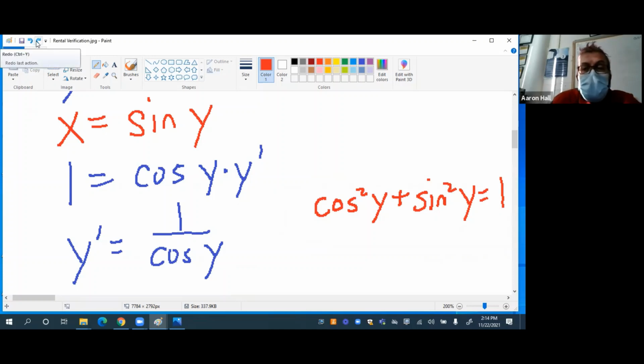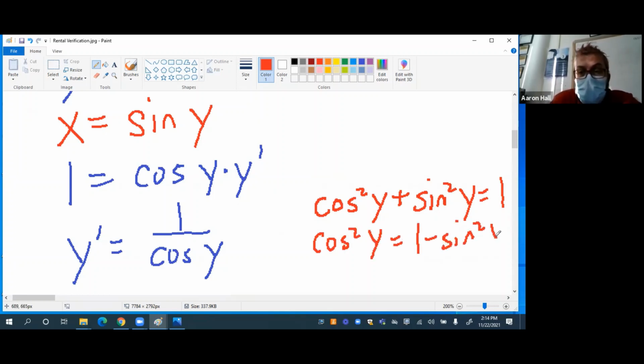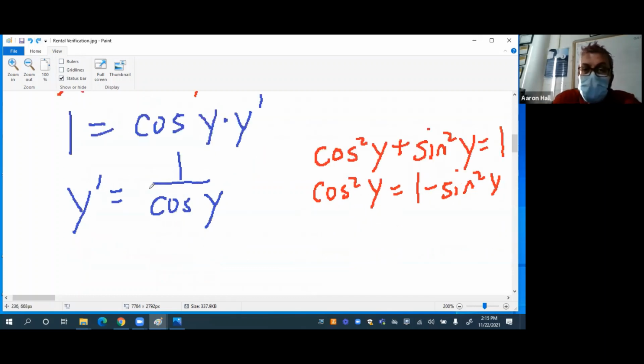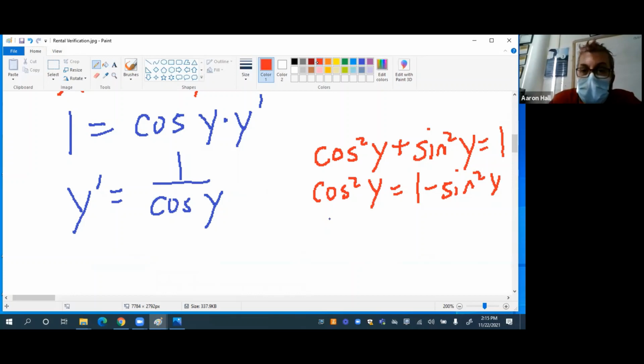Okay, subtract sine squared of y, so that gives us cosine squared y equals 1 minus sine squared y. Then we take the square root, because this is really the same thing as all of this squared. I'm going to take the square root of both sides. Cosine now is by itself. So I have cosine of y equals the square root of 1 minus sine squared of y.